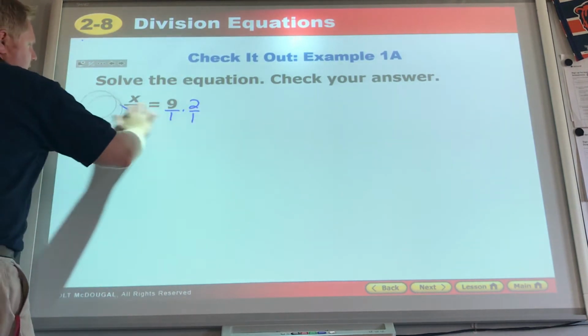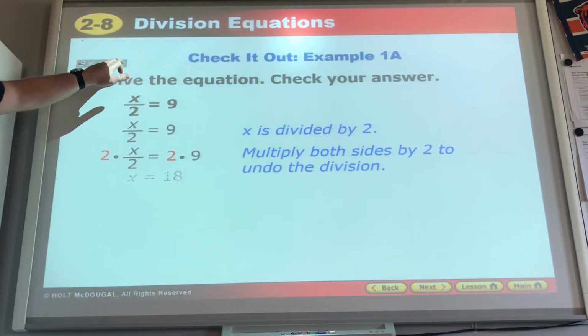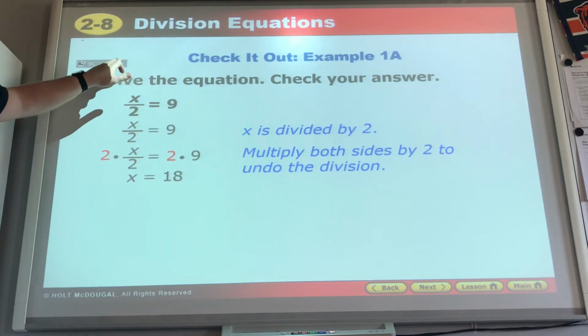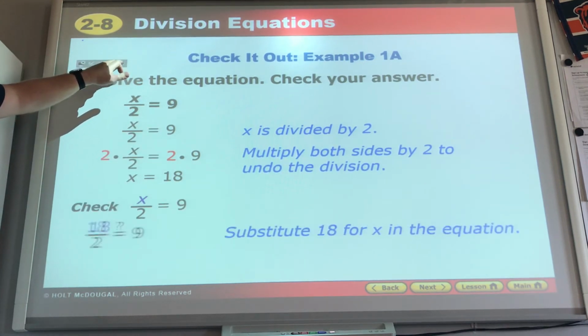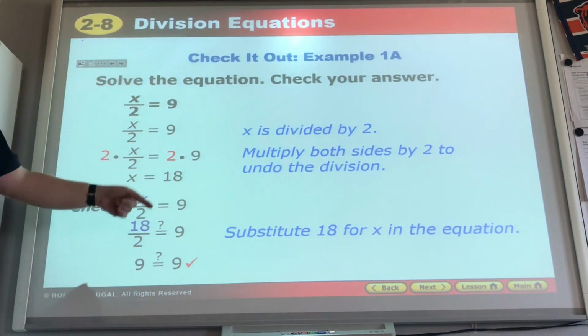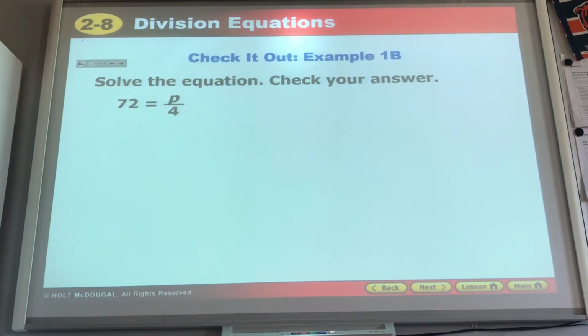All right, let's see what the book does, just to double check and make sure we're following the rules. All right, times 2 times 2. 9, it does work out. 18 divided by 2 is 9. All right. This next one here, take a chance, do it on your own.